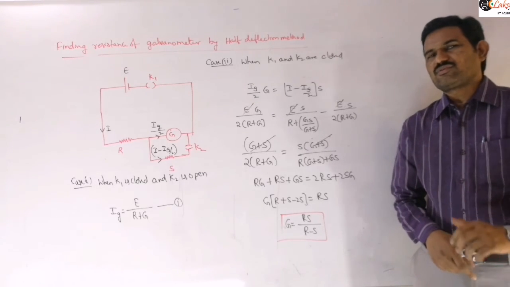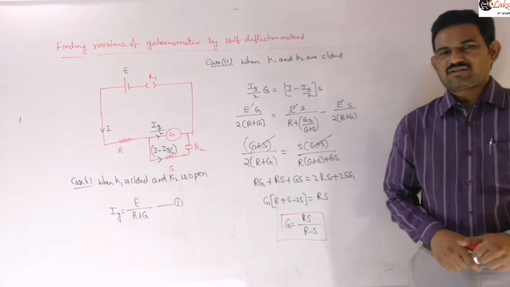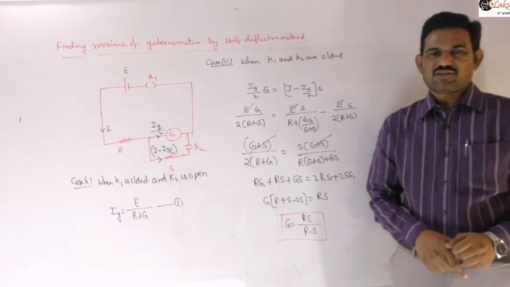Practice all the problems based on this galvanometer, and in the next class I will explain the magnetic effects of current, which we also call sources of magnetic field.